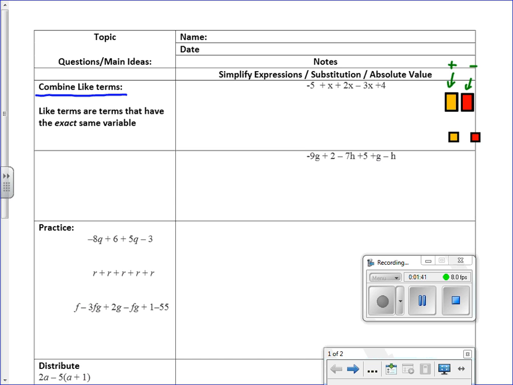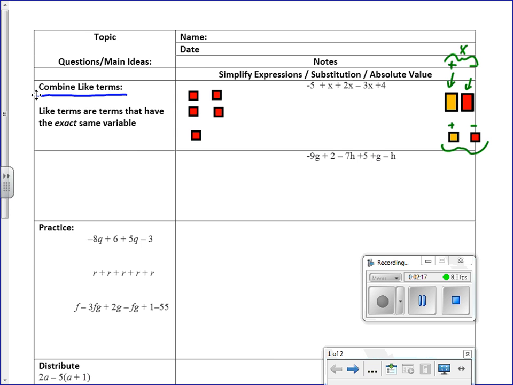My larger yellow chips are going to represent x. All the larger ones are my x's. The smaller ones, again positive and negative, just represent the value of the numbers. So if I want to represent this using my chips, I have negative 5, so I'm going to put 5 negatives: 1, 2, 3, 4, and 5. 5 negatives.